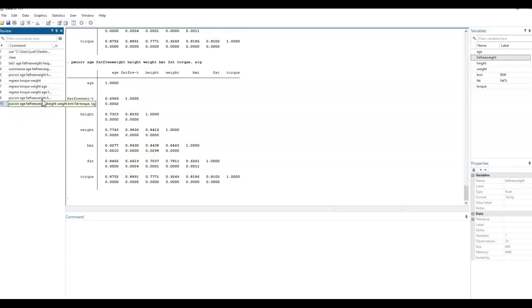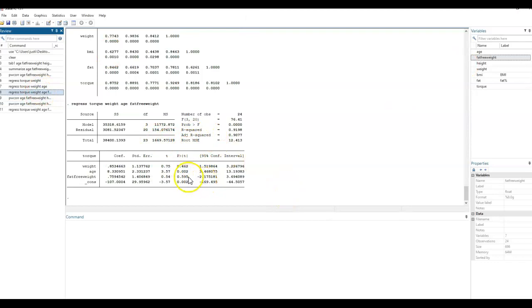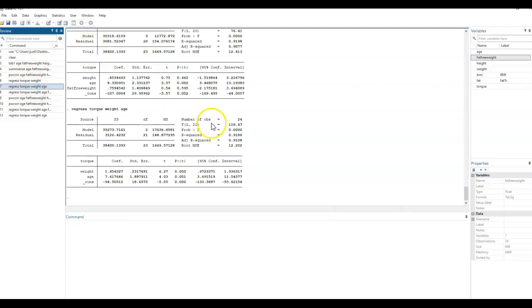So it's kind of redundant to add that fat-free weight into the equation. And it's not a good idea to do that, because if we look at this, it looks like neither weight nor fat-free weight is significant, which probably isn't the case. So this isn't adding anything else to the model. If we look at this model, it's explaining about 92% of the variance in the force that the person can produce. But if we did the same exact thing with just weight and age, it's 0.9186. This one's 0.9198. So it's not explaining anything else. Adding this variable to the equation isn't going to be useful.